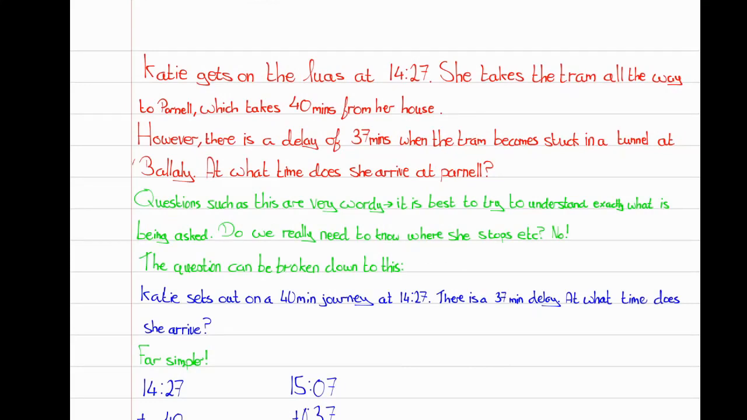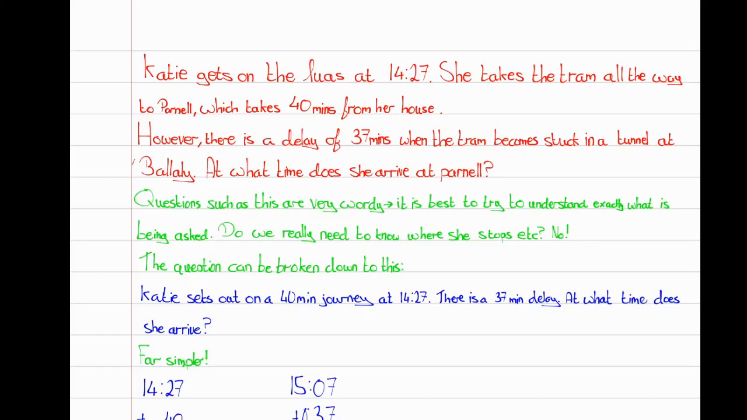So suppose Katie gets on a Luas at 14:27. She takes the tram all the way to Parnell Street, which takes 40 minutes from her house. But there's a delay of 37 minutes when the tram becomes stuck. At what time does she arrive? This seems like quite a wordy question, but this is very similar to what you'd find in an exam. Very few numbers, lots of English.